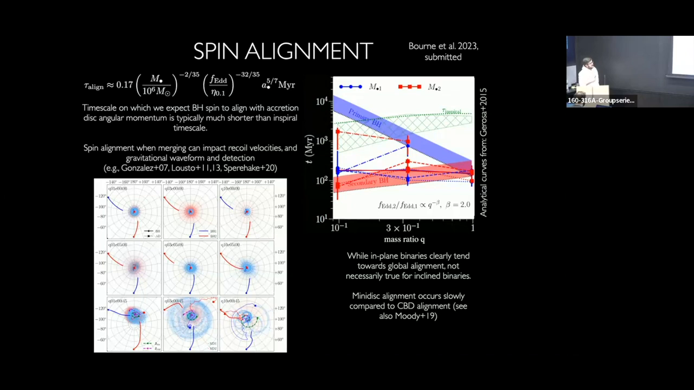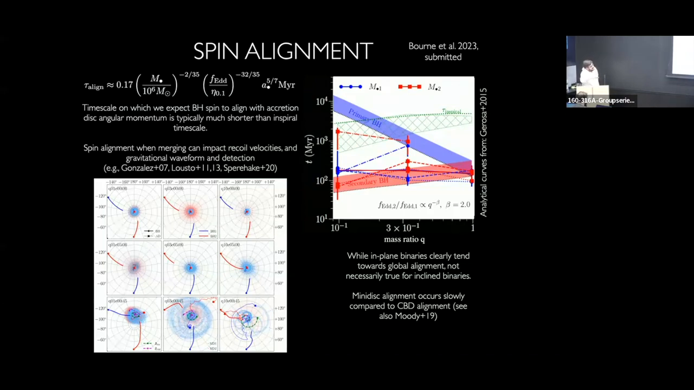This is most likely related to the thermodynamics and the viscosity treatments. But this means that we get spin alignment on short timescales, even for the primary black hole at low mass ratios. The caveat for our work here, though, is that we've also done runs where we have binaries that are inclined with respect to the circumbinary disk.